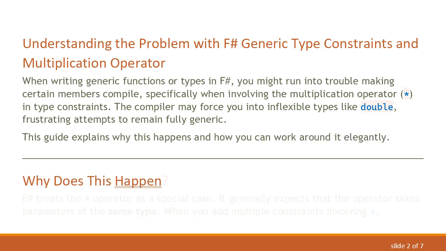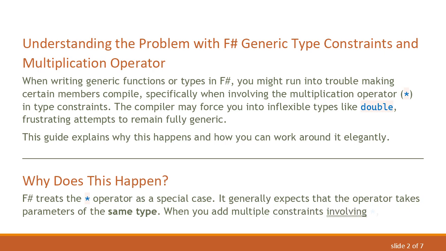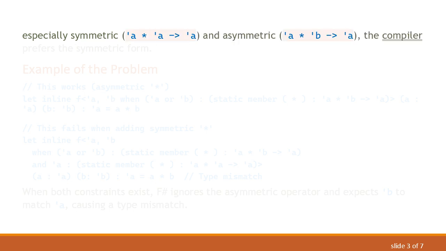Why does this happen? F# treats the asterisk operator as a special case. It generally expects that the operator takes parameters of the same type. When you add multiple constraints involving asterisk, especially symmetric, A*A, and asymmetric, A*B, the compiler prefers the symmetric form.